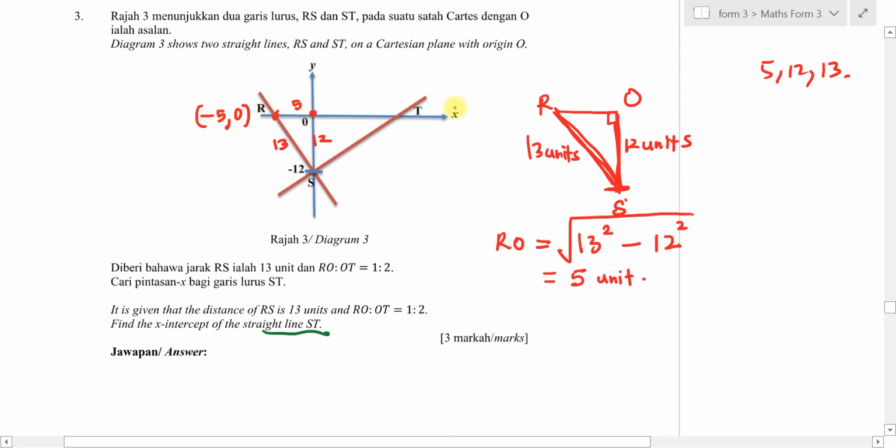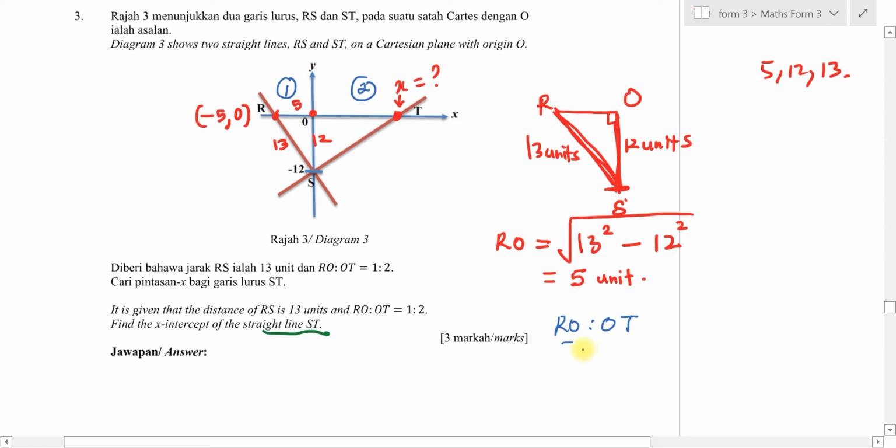Okay, and the question was to find the x-intercept of straight line ST. They are asking for the x value here, the x-intercept. That was the question. All right, so RO to OT, it is also given as the ratio 1 to 2. Okay, as usual, we play with the ratio. Ratio is the best method to solve everything. Okay, RO, we already found it is 5 units.